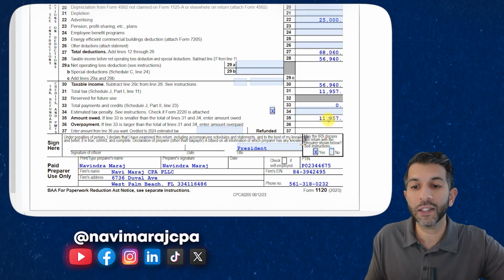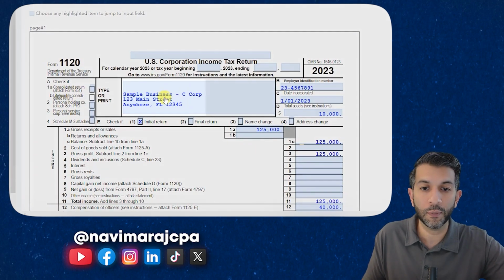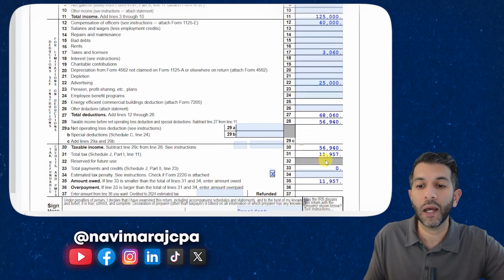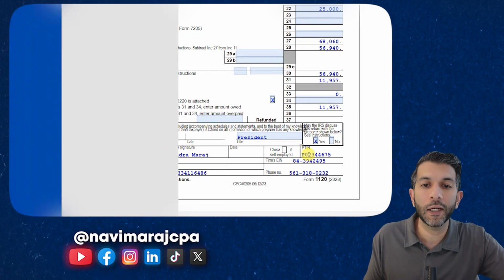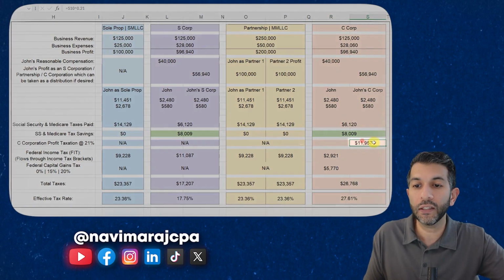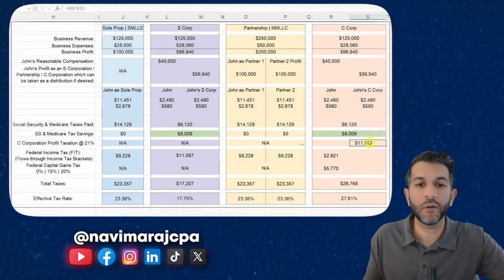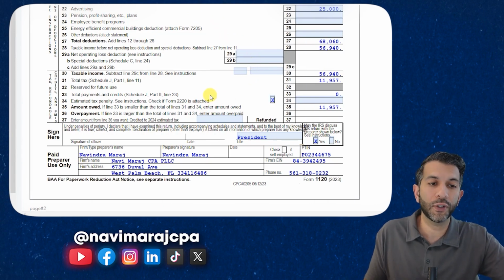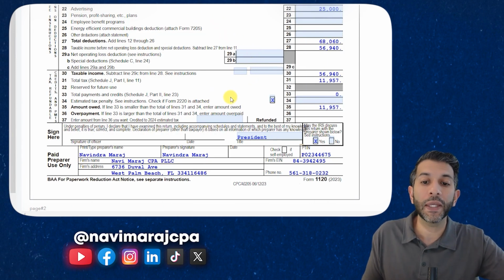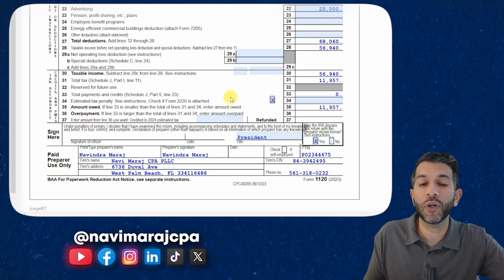The C Corp itself, in this example, sample business C Corp, has to pay $11,957 in taxes. Going back to my spreadsheet here, this is the $11,957 that I'm talking about. So that's the C Corp tax return. It's actually quite straightforward, one of the easier tax returns to prepare. It can get complex, but it's pretty straightforward, especially when you compare it to a partnership tax return.